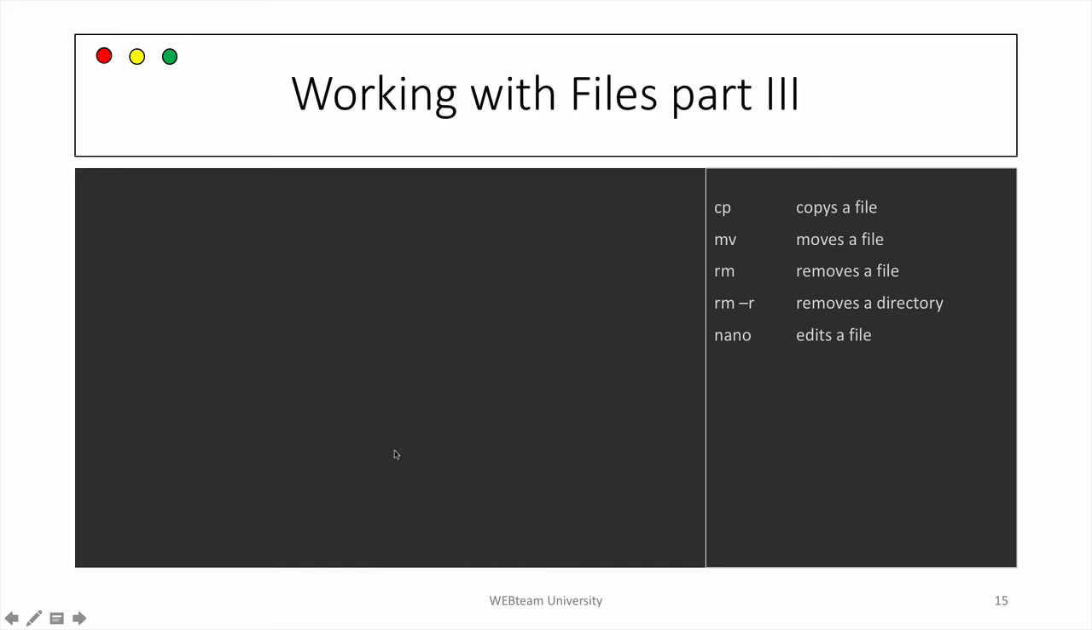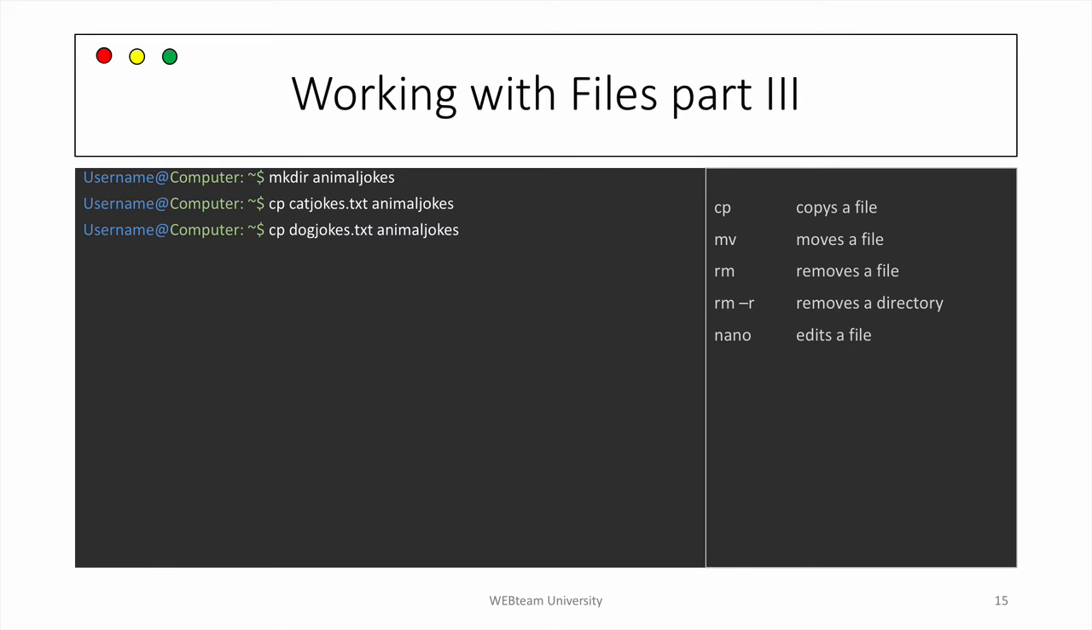Let's take a look at what we can do with files from the command line. We can copy, move, remove, or edit. We're going to make a directory, animal jokes. We're going to copy cat jokes.txt to animal jokes. And you'll see it's a very simple syntax. The command cp, the file that we want to copy, and then the location. We're going to copy dog jokes.txt, and then to the location, the directory that we just created.